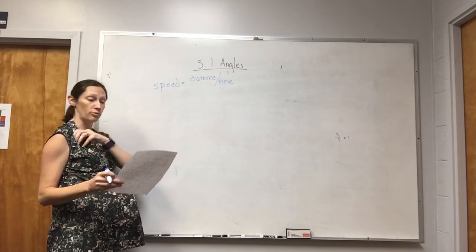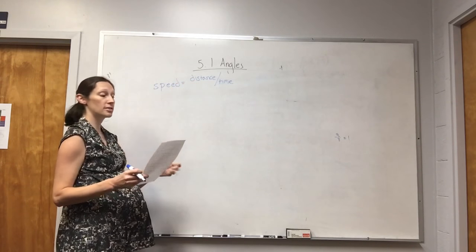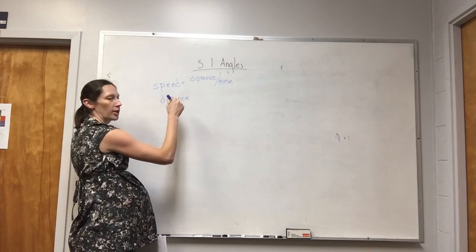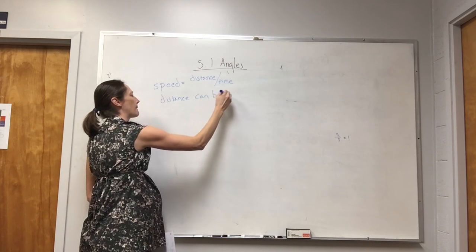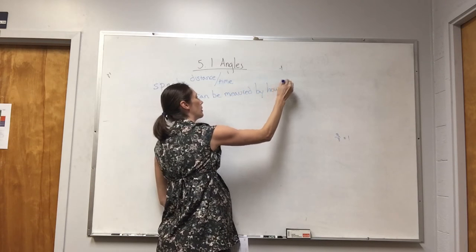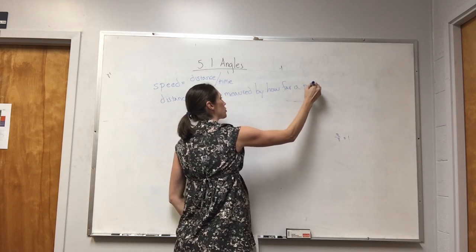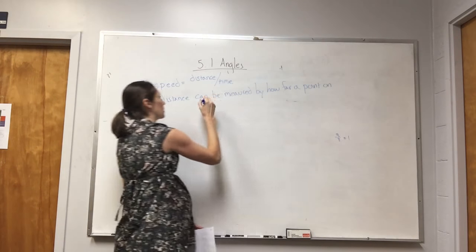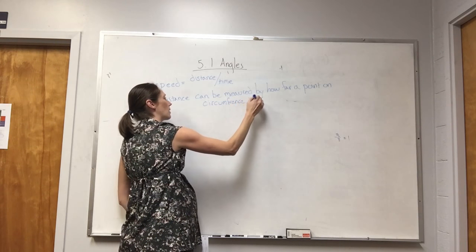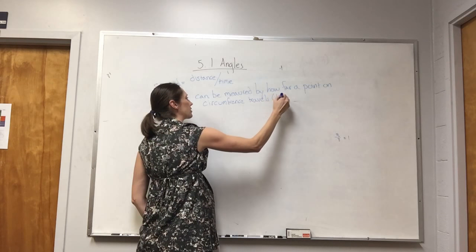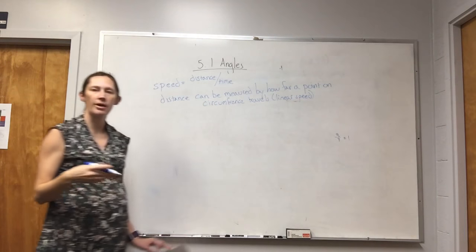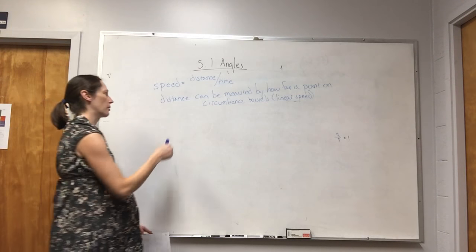Just like a slope, right? It's a rate of change. So there are two ways to measure distance on a circle or a wheel. Distance can be measured by how far a point on the circumference travels. And we call that linear speed. That's probably your more familiar miles per hour or feet per second type speed, okay?